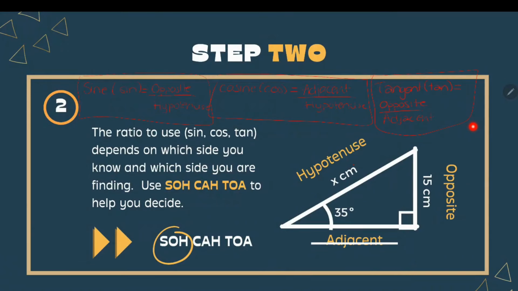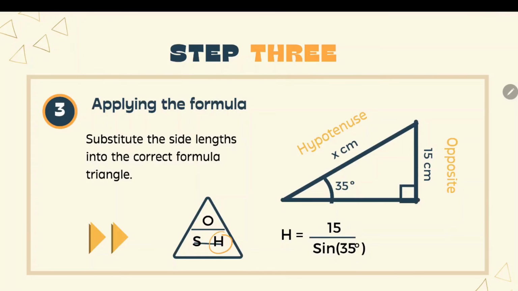The ratio to use depends on which sides you know and which sides you're finding. So in this example, if we know the angle is 35 and we're solving for the hypotenuse, which is x, we use sine because we know the opposite side, which is 15 centimeters. Which now leads us to step 3, which is applying the formula, where you have to substitute the side lengths into the correct formula.